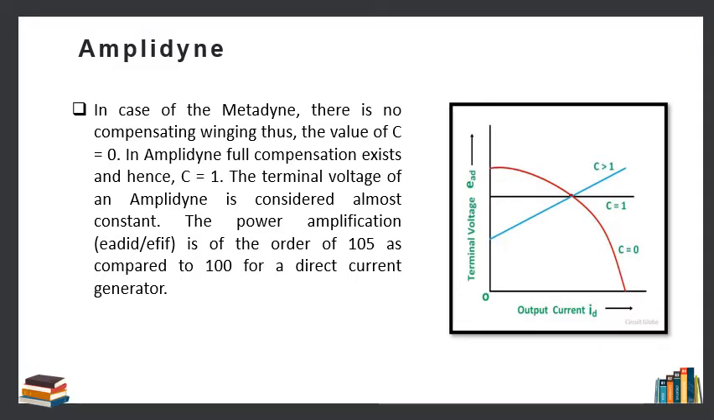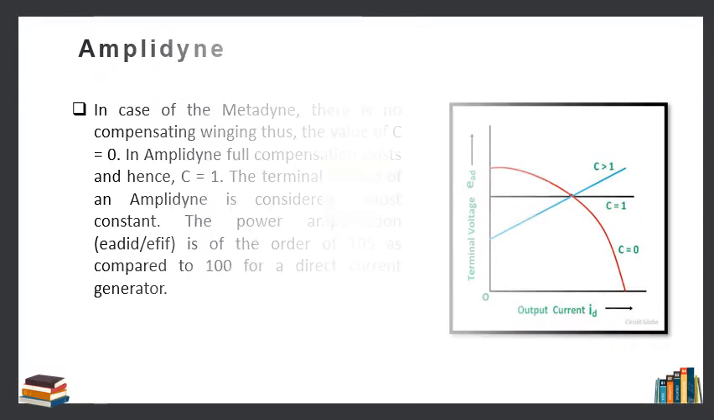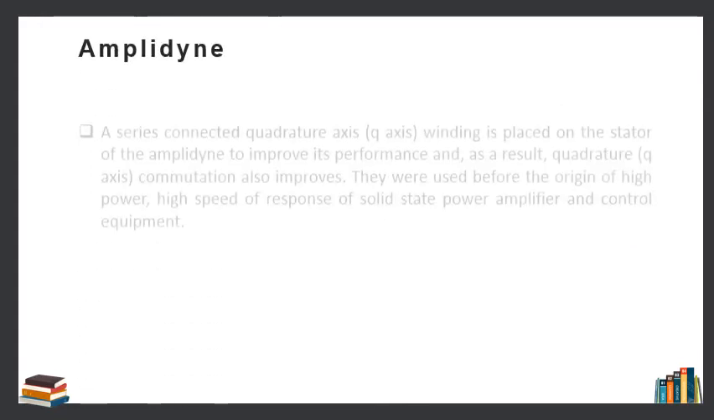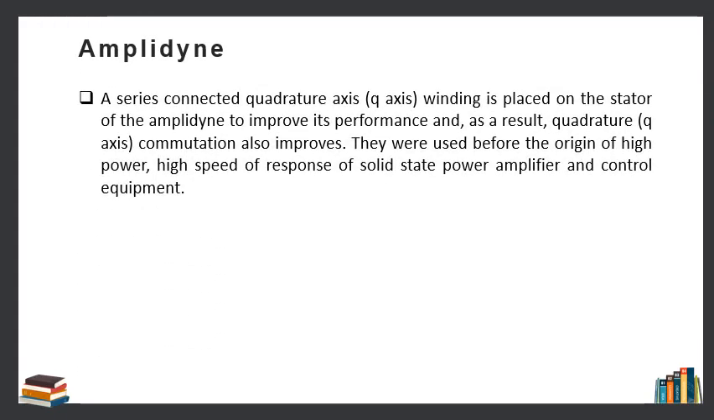The power amplification is of the order of 10^5 as compared to 100 for a direct current generator. A series connected quadrature axis winding is placed on the stator of the amplidyne to improve its performance, and as a result quadrature axis commutation also improves.